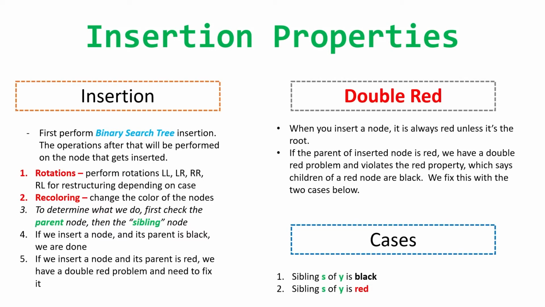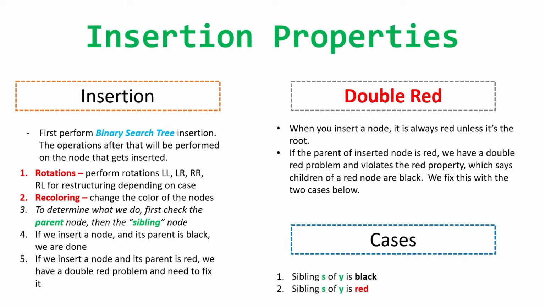The first thing we need to understand is when we do a red-black tree insertion, we're really just doing a binary search tree insertion first. That's the first thing we do. And then all the operations after that will be performed by the red-black tree on the node that gets inserted. Okay. So the first thing you do is a BST insertion, and then we'll worry about that node we just inserted.